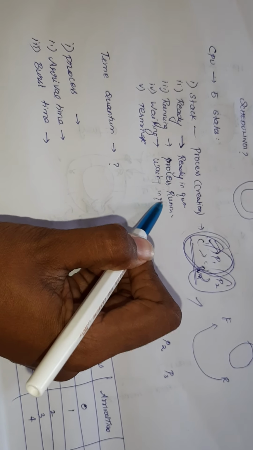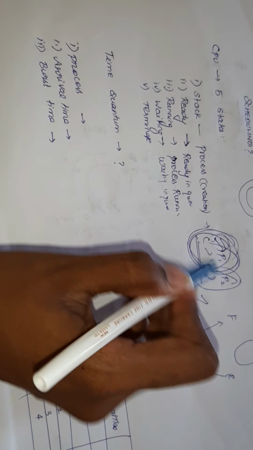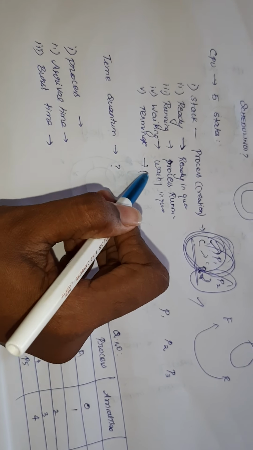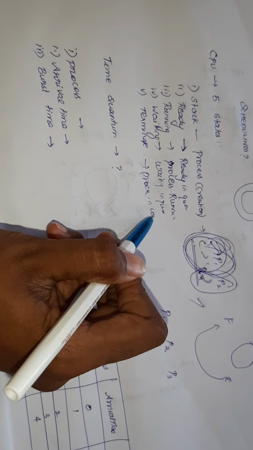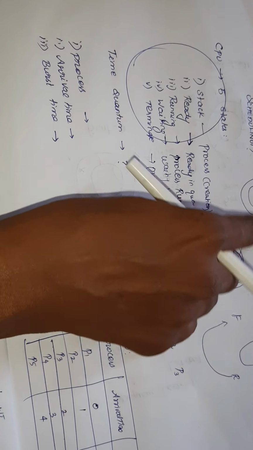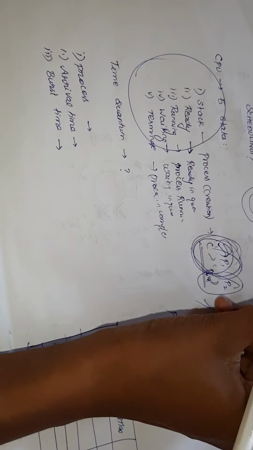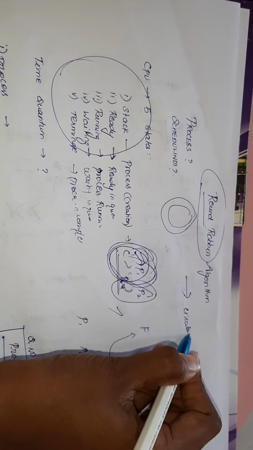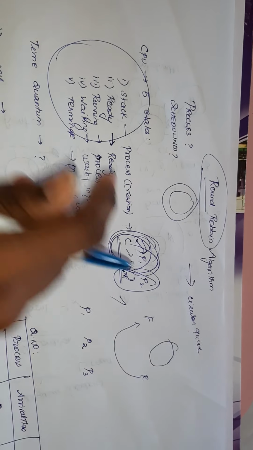Next one, termination. If process 1 is completed, what will happen? Process 1 is completed, so automatically this state will be, as the name round robin itself says, circular. This comes under the circular queue. So what will happen?